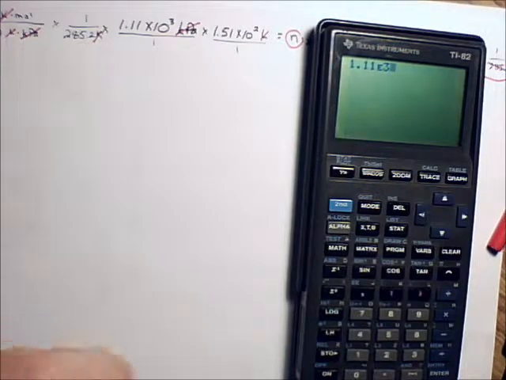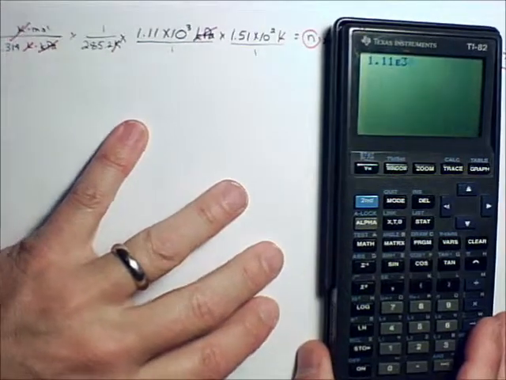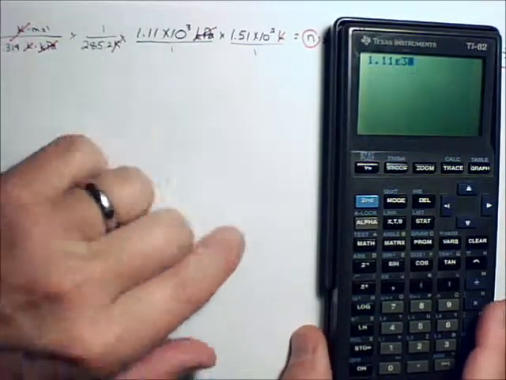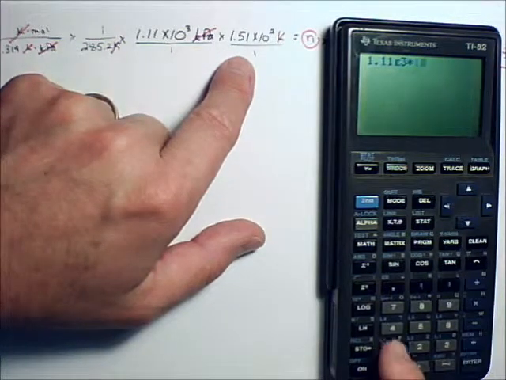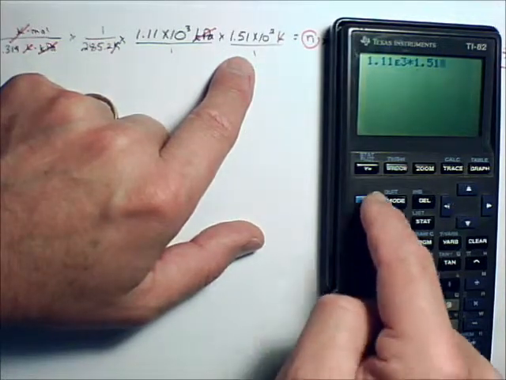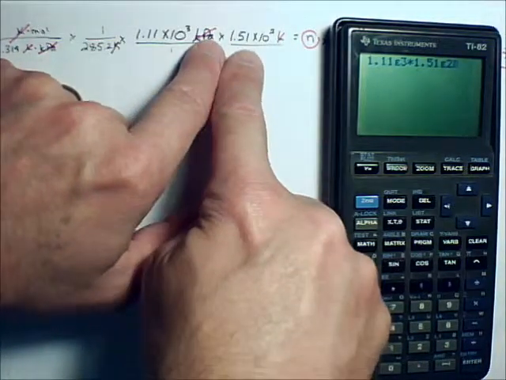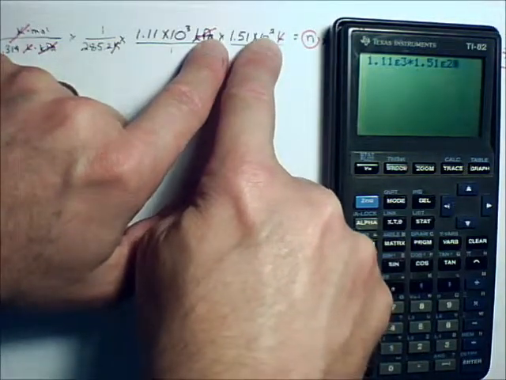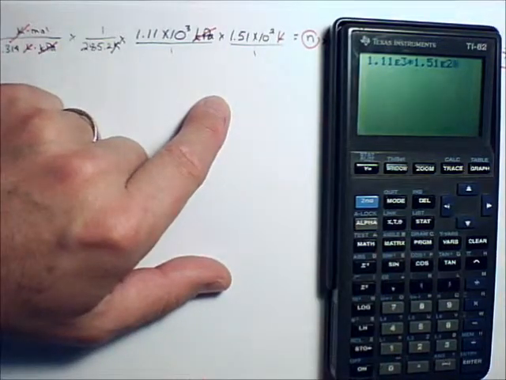That's the scientific notation way of putting it in. All right? Then I can multiply that times 1.51 second E2, because that's the same thing as 1.51 times 10 squared. That's everything across the top. I need to multiply that first.